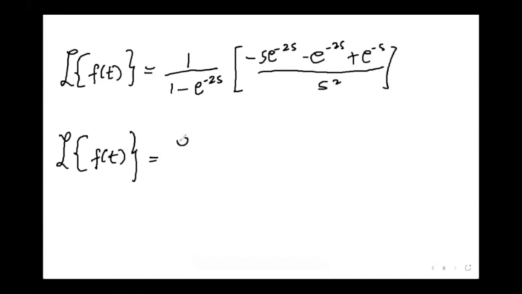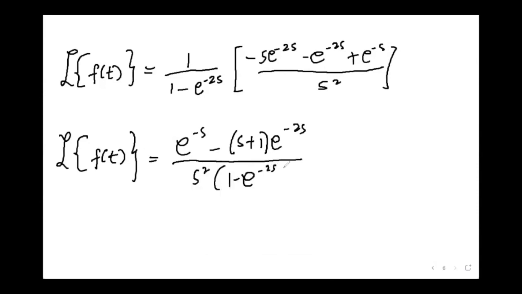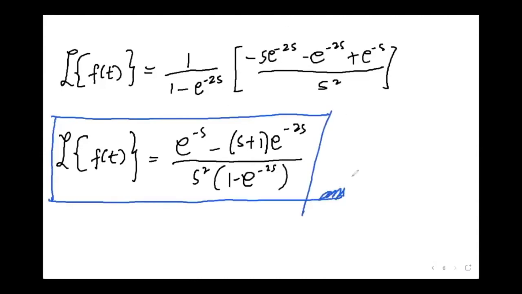Okay, factor muna natin yung e raised to negative s. And then minus the quantity s plus 1 times e raised to minus 2s. Since common, di ba, yung e raised to minus 2s sa first two terms. All over s squared times 1 minus e raised to negative 2s. So for your seat work number 10, let me explain this one before you continue.